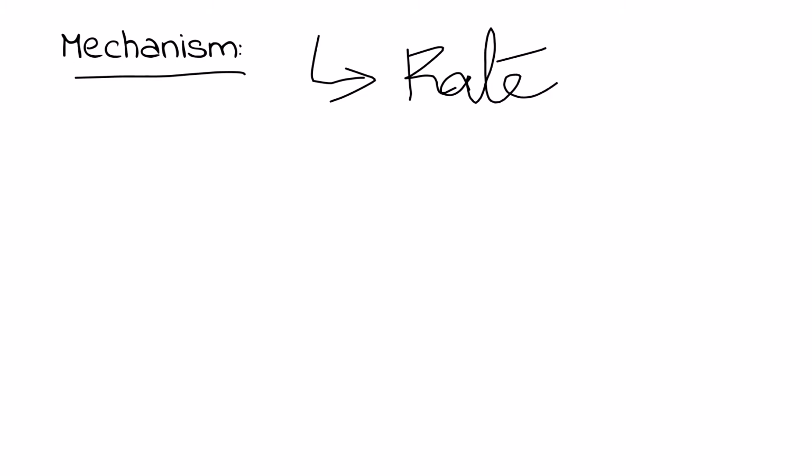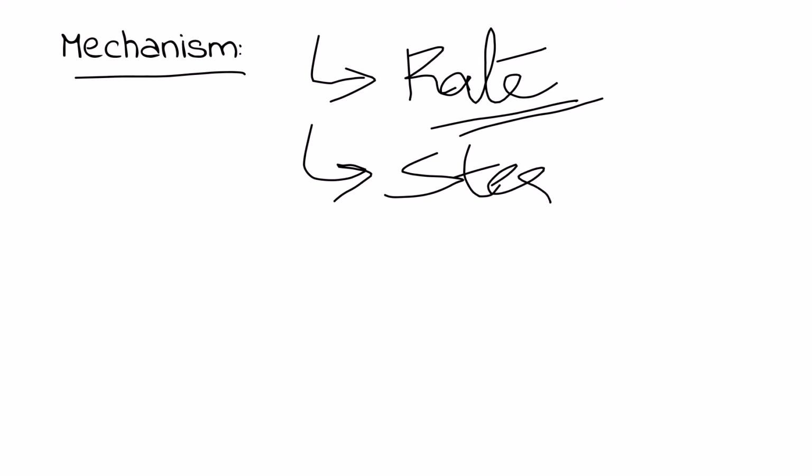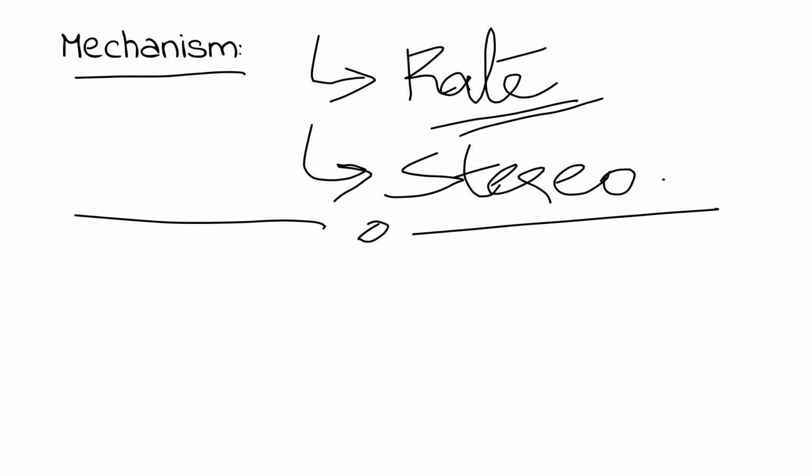The mechanism of the reaction is backed by a few experimental evidences, and the major experimental evidences are those derived from the kinetics, which happens to be the rate, and the second one is the stereochemical outcome of the reaction. So stereochemistry and rate, both of them indicate a particular mechanism that is being followed by such types of reactions, which is what we'll be looking at just now.